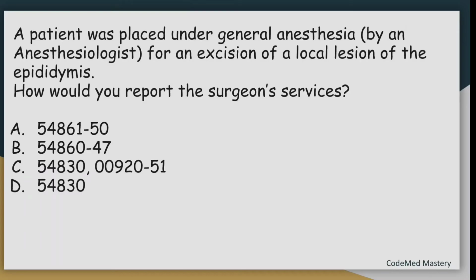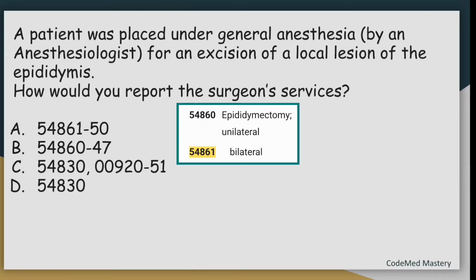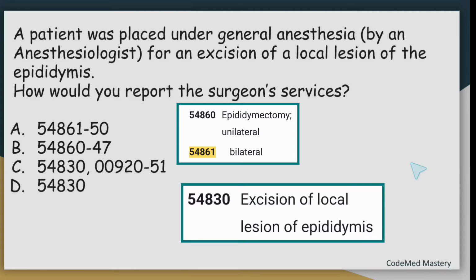Next question. A patient was placed under general anesthesia by an anesthesiologist for an excision of a local lesion of the epididymis. How would you report the surgeon's services? Let us check the options. Check option A, 54861, epididymectomy bilateral. Option B, 54860, is for epididymectomy unilateral, and 54830 is for excision of local lesion of epididymis.